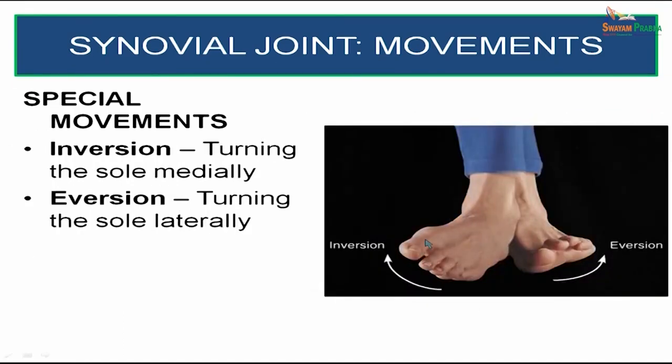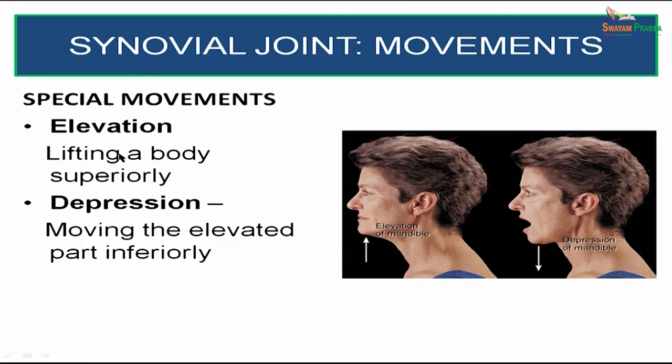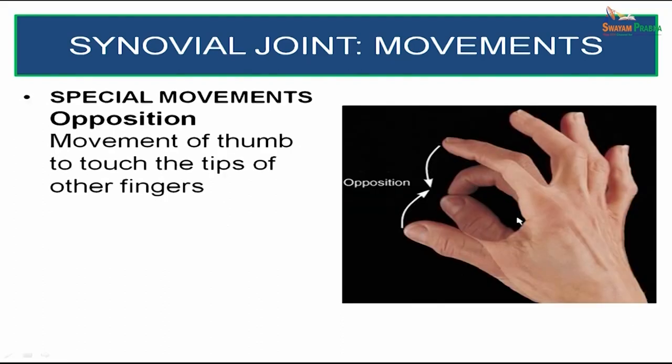Then we have the movement inversion and the movement eversion. In inversion, the sole of the foot faces medially. In eversion, the sole of the foot faces laterally. We have some movements of the jaw called protraction, in which the jaw moves outwards and forwards, and retraction, when the jaw moves backwards. We have the movement elevation, in which we close the mouth or lift the jaw, and depression, in which we open the mouth or the jaw comes down. We have a special movement of the thumb, which is called opposition, in which the thumb touches the tips of other fingers.